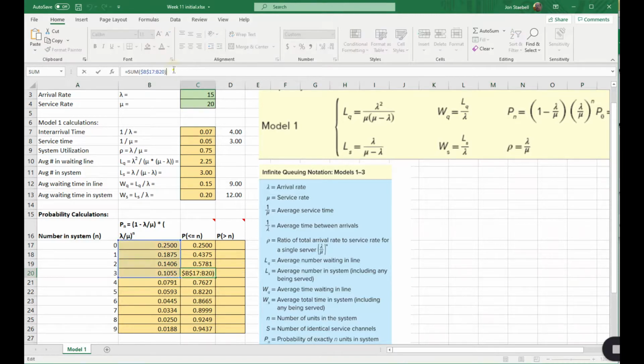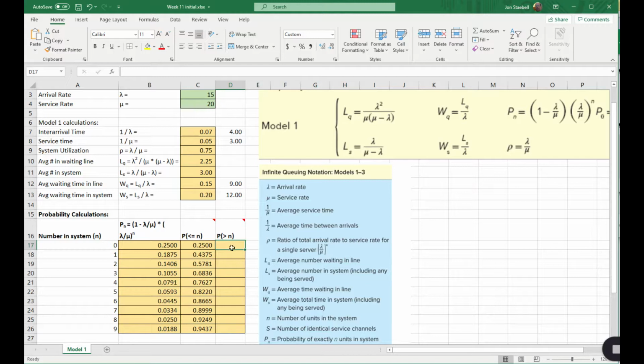So by adding the $ to the first B17 up there, when I dragged the formula down, that stayed B17, and then the ending range of my sum function got updated to my current probability here. So again, I'll go back to that formula here to show you, and you just drag that down, and great. The last thing we want to calculate in this video is the probability that you're going to have more than that number of people.